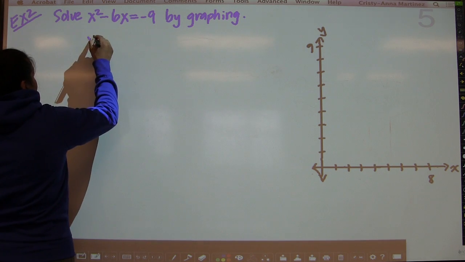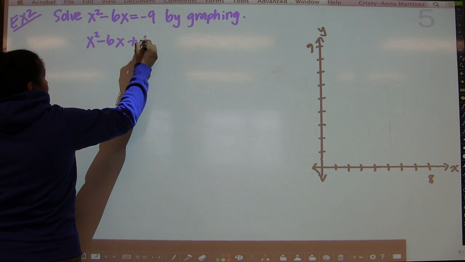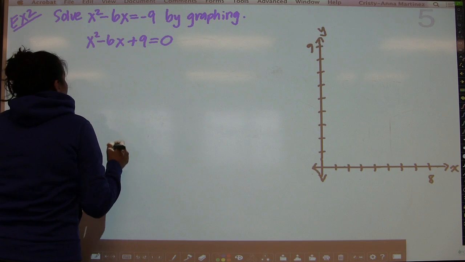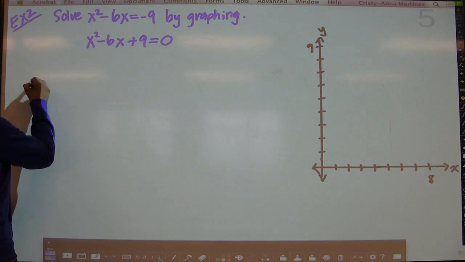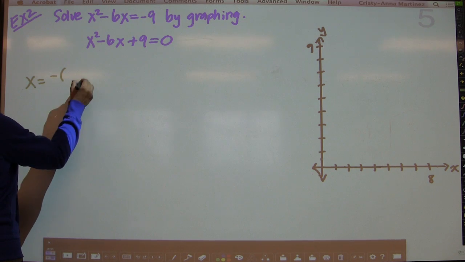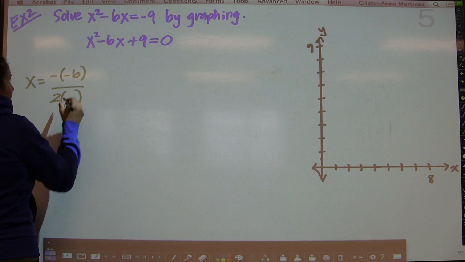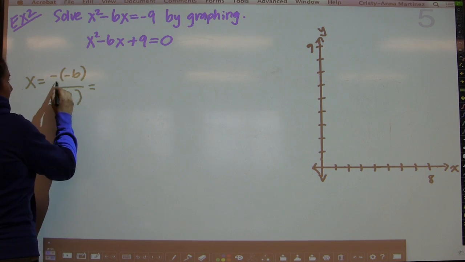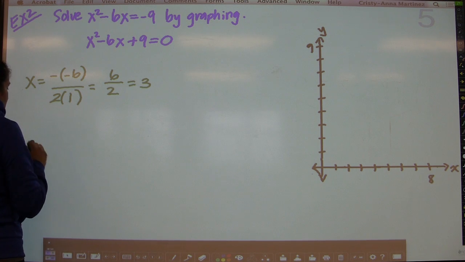So standard form would be x squared minus 6x, and bring the 9 to the other side, so plus 9 equal to 0. And then we're going to go with our vertex. We want to find our vertex. So it's going to be x equals -b over 2a. B in this case is -6, a is 1. So the two negatives there make this positive 6 divided by 2. So you're going to get 3 for the x coordinate of the vertex.